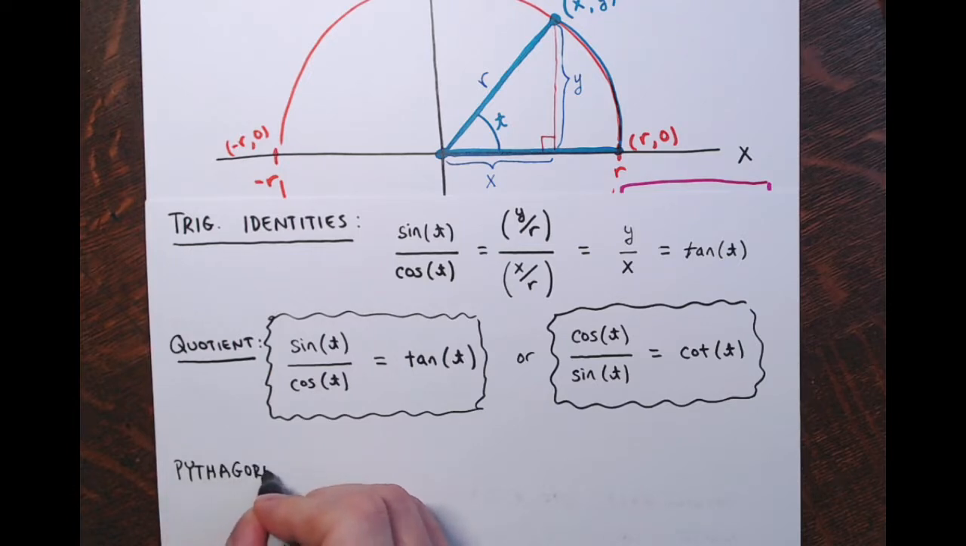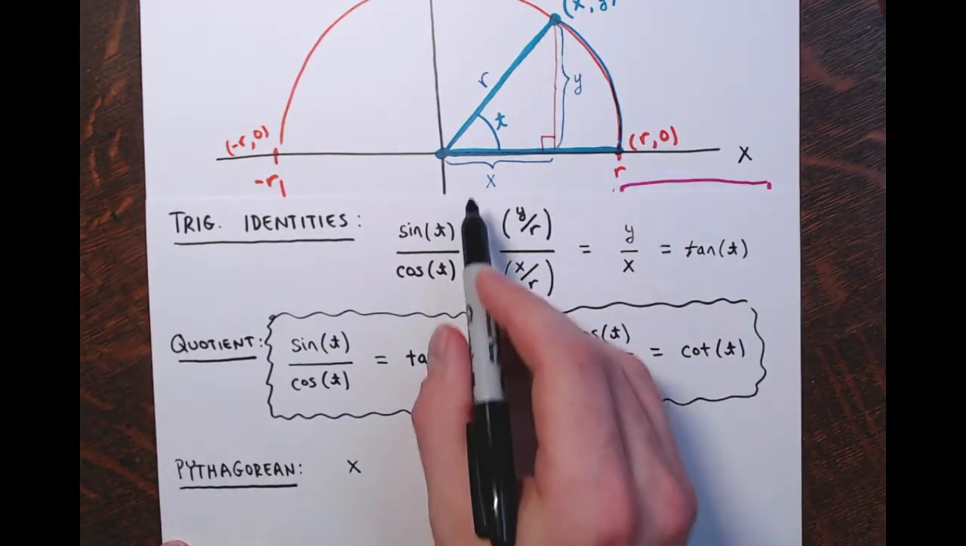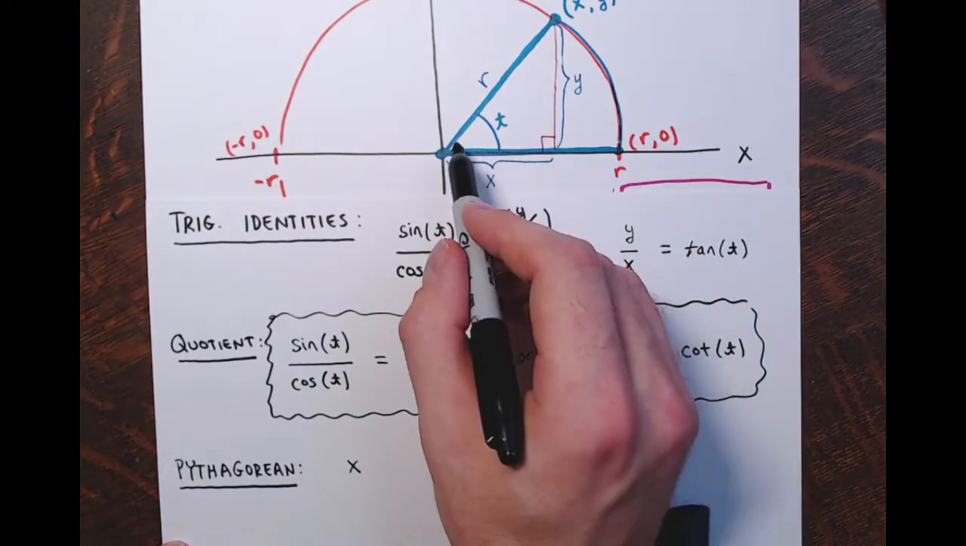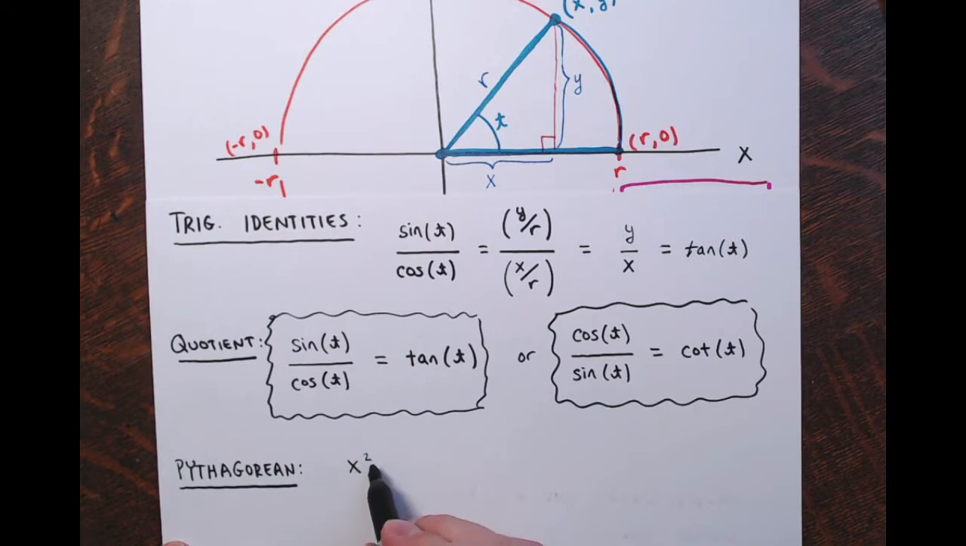Now this identity actually shows up in this section, section 7.4, part 2. A right triangle here. You see I have x squared, right? Wouldn't it be x squared plus y squared equals r squared? The sum of the squares of the legs is equal to the square of the hypotenuse. X squared plus y squared equals r squared.